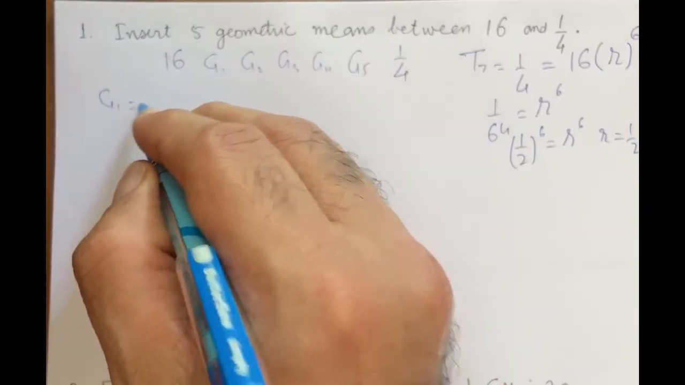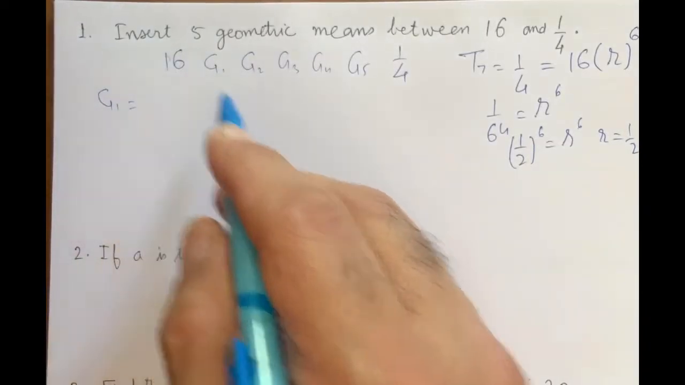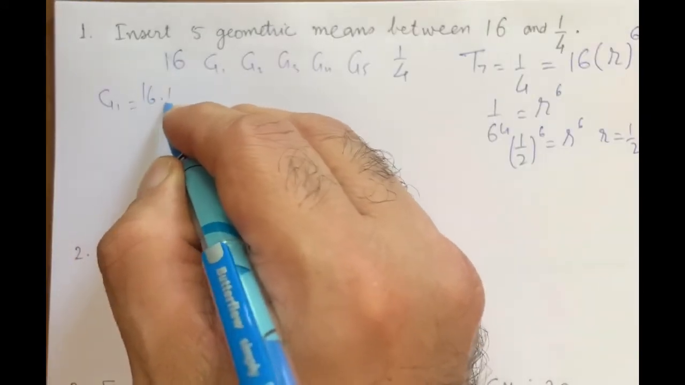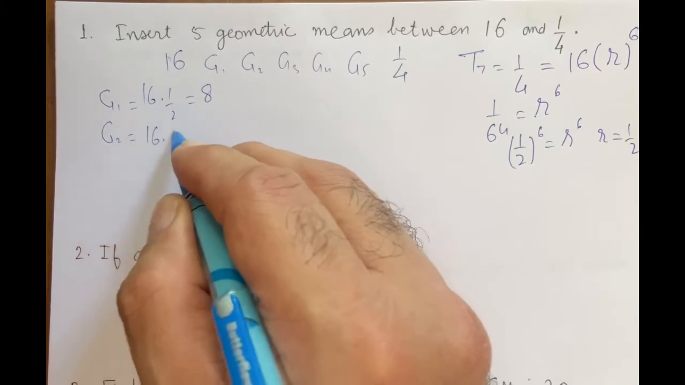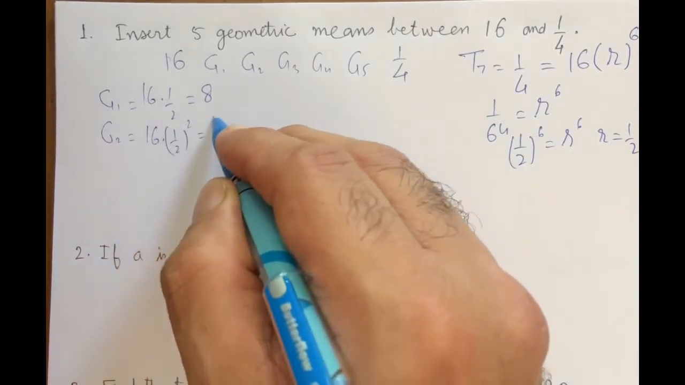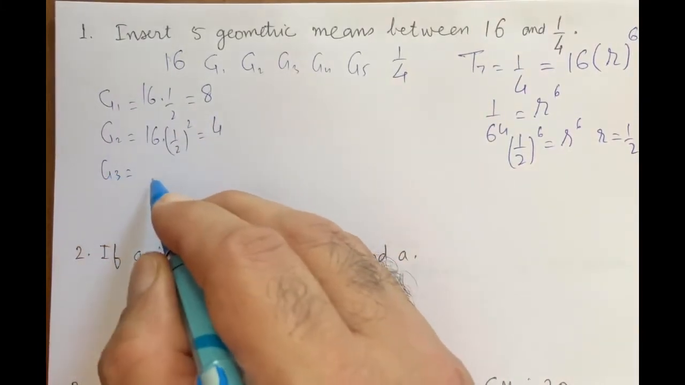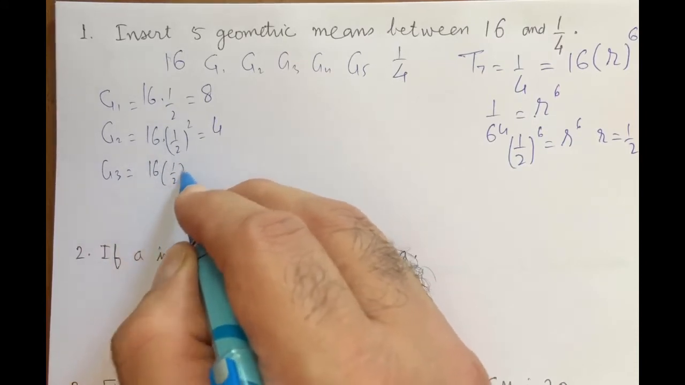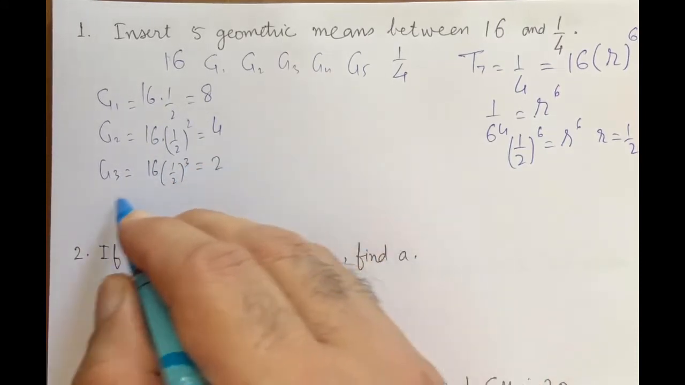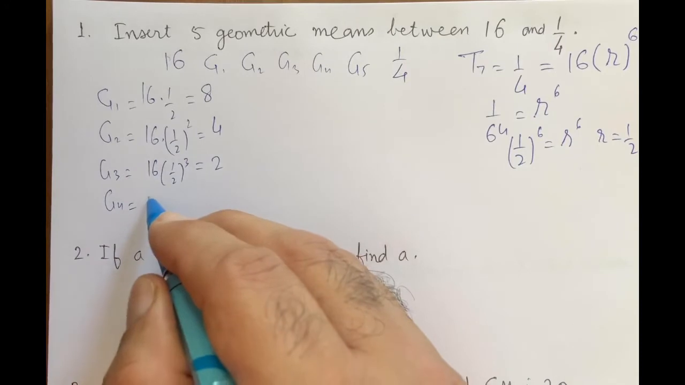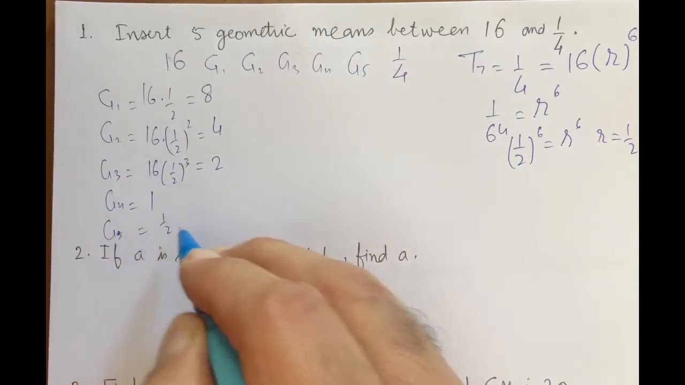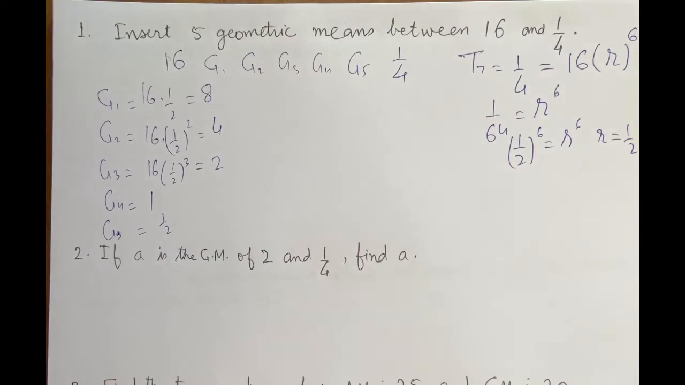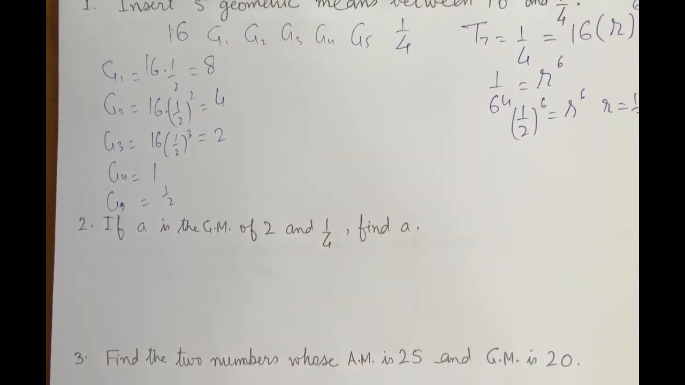So what will be the first geometric mean? It will be 16 into r. 16 into 1 by 2, that is 8. Second geometric mean will be 16 into 1 by 2 square, that's 4. Third geometric mean will be 16 into 1 by 2 cube, that is 2. The fourth will be 1, and the fifth geometric mean will be 1 by 2. So this is how we insert 5 geometric means.